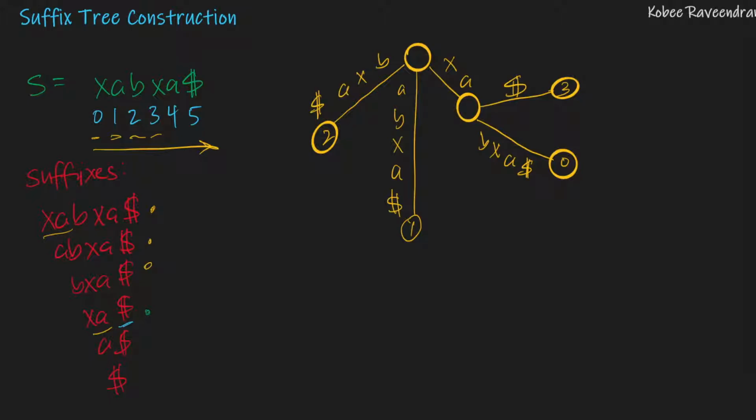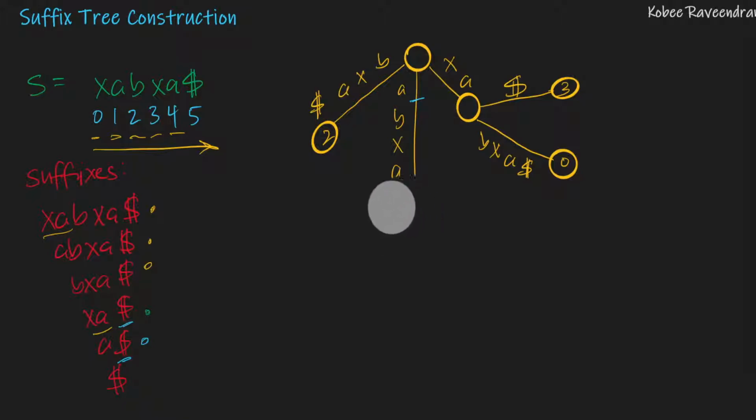We can move on to 4. So now we have a $ sign. Again, we start back at the root. We notice that we do have an edge that begins with A. So we take that edge, meaning our marker is now there. Now we have a divergence because this edge goes AB while this suffix goes A $. So we make another internal node for a branch.